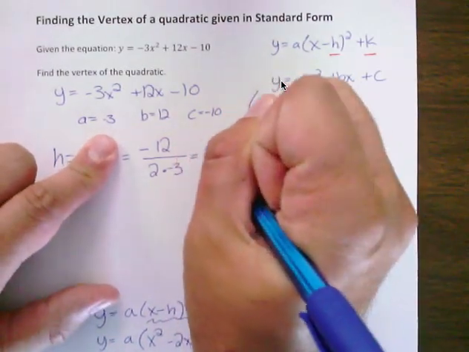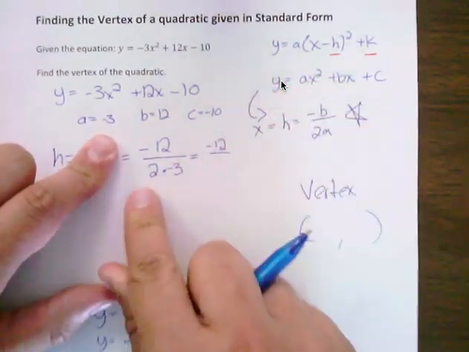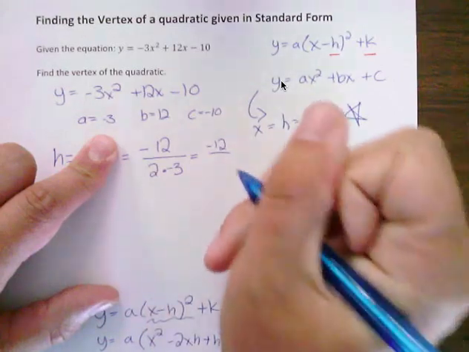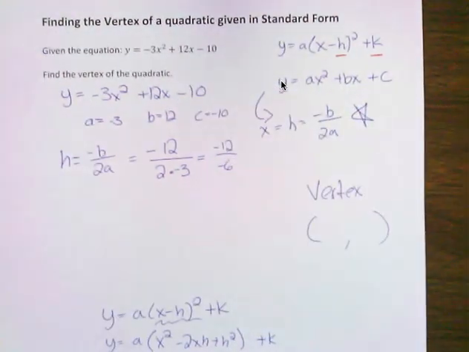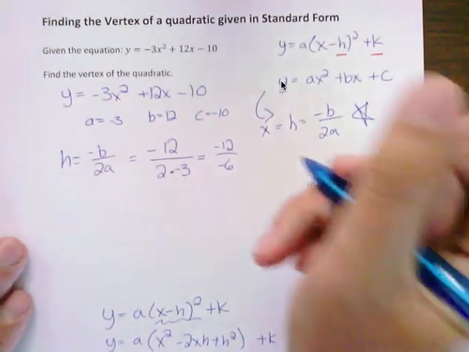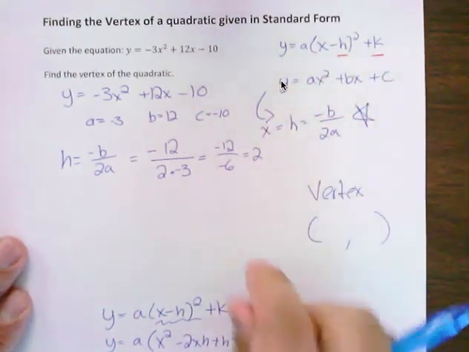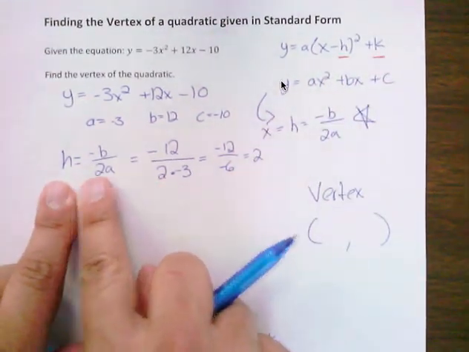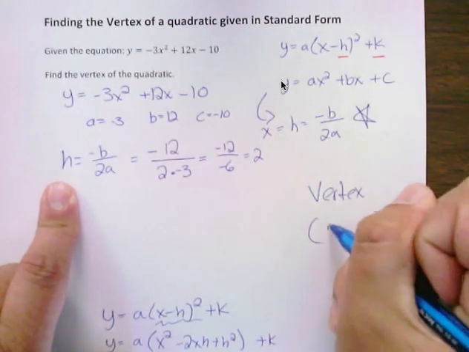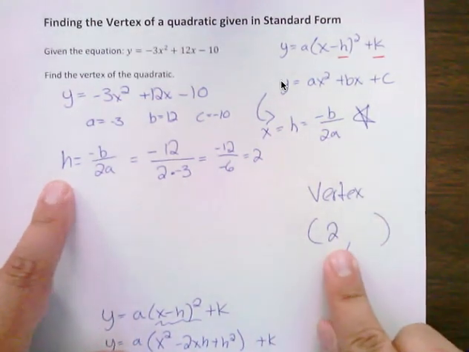The top stays just a plain old negative 12. The bottom is 2 times negative 3, which is negative 6. Negative 12 divided by negative 6 gives you 2. So what I just found was the h, aka the x value of the vertex.